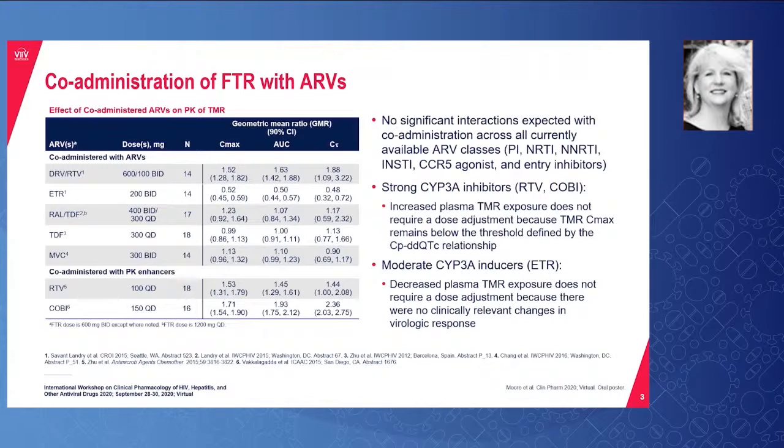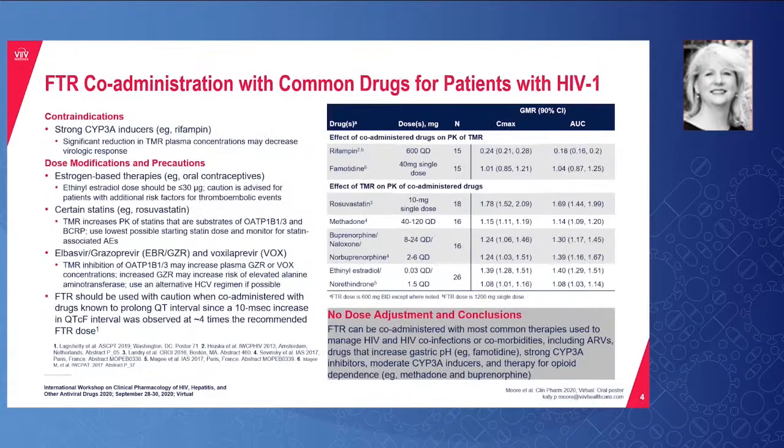Moving to moderate CYP3A inducers, similarly, with moderate inducers such as etravirine or rifabutin, there is a decrease in plasma Temsivir exposure. But this does not require a dose adjustment because based on exposure response modeling with the phase 3 data from BRIGHT, there were no clinically relevant changes in virologic response.